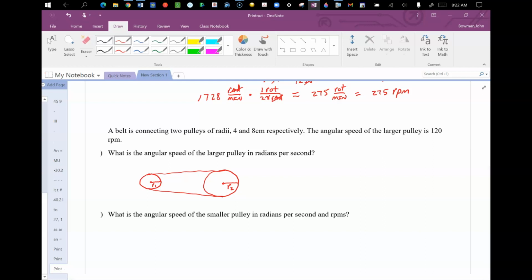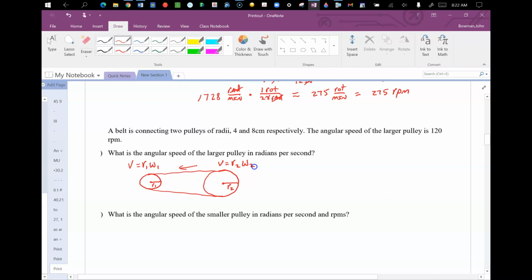Well, it turns out that as this belt is moving, it has a linear velocity. But that linear velocity is the same for those two pulleys because they're connected by the belt. So, in other words, V is equal to R1 times W1, but V is also equal to R2 times W2.